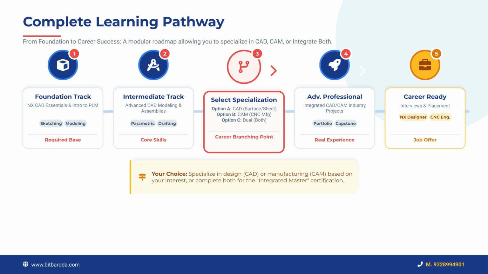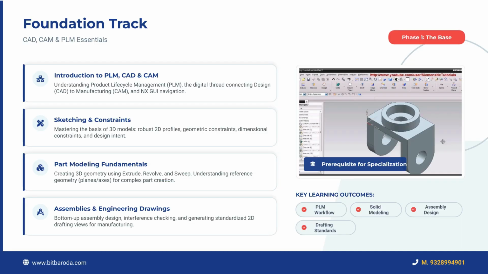The program features a complete learning pathway from foundation to career success. You start with the required base, progress to core skills, and then select your specialization track in CAD, CAM, or the integrated dual path. The foundation track, Phase 1, covers CAD, CAM, and PLM essentials.